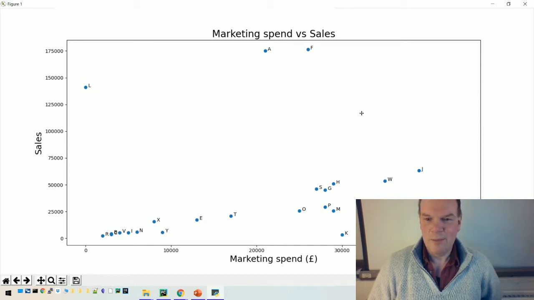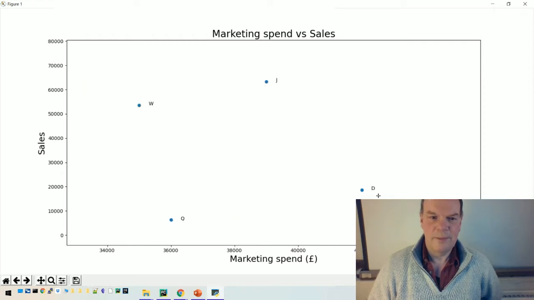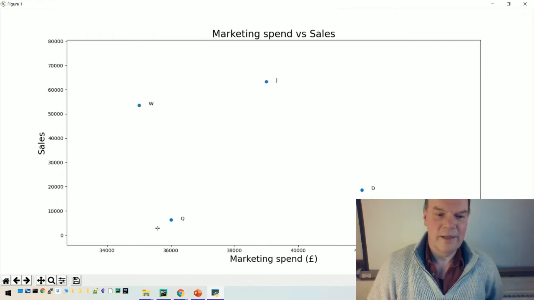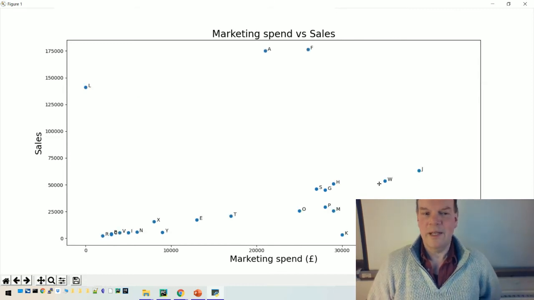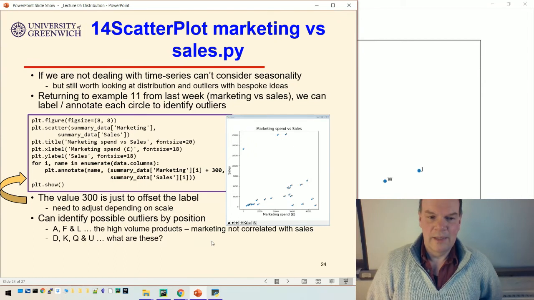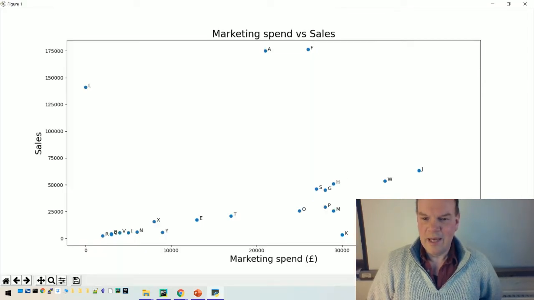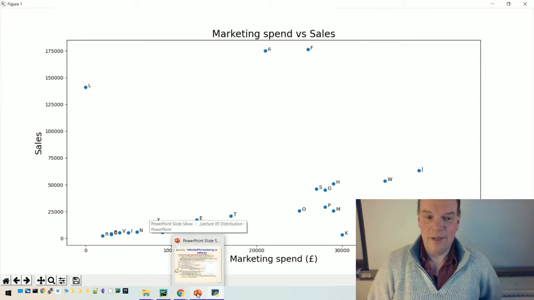So all these products down here, where I'm hovering my cursor, zoom in on them. These products have much higher marketing than, say, F, but they're not selling nearly as much. And these ones down the bottom, K, Q, D, and U, have quite high marketing but very low sales.